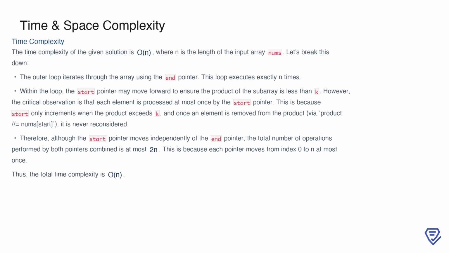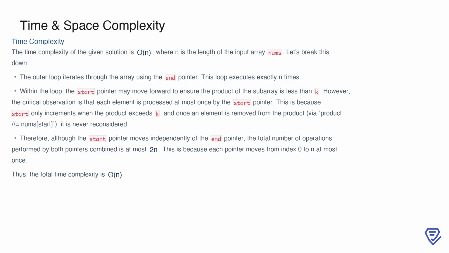The time complexity of this solution is O(n), where n is the length of the input array. To understand why, consider how the two pointers, end and start, operate. The end pointer iterates through the array, and this outer loop executes exactly n times. Inside the loop, the start pointer adjusts to ensure that the product of the current subarray remains less than k. The key observation here is that each element is only processed once by the start pointer. This is because once an element is removed from the product, it is never reconsidered.